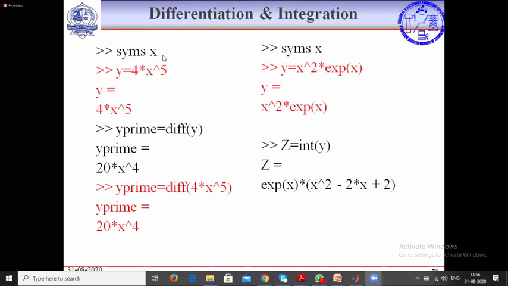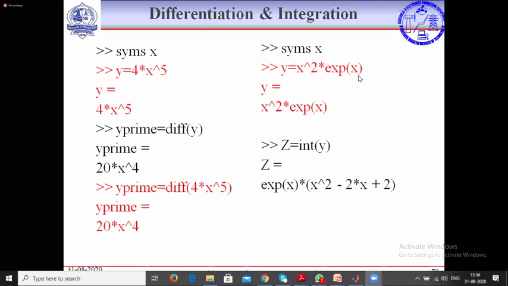Now you are asking to differentiate. The command for differentiation is diff of y. It is going to differentiate this expression as 20x power 4, that is 4 into 5 x power 4. So use the command diff of y and it will generate this value. Not only this, you can write the expression 4x power 5 directly and you will get the answer.